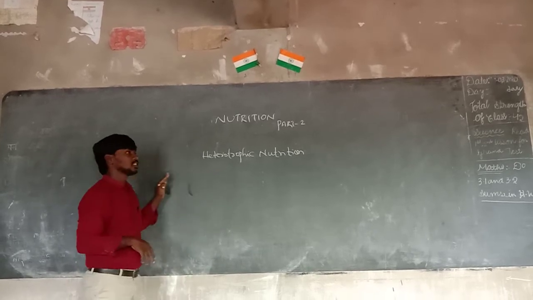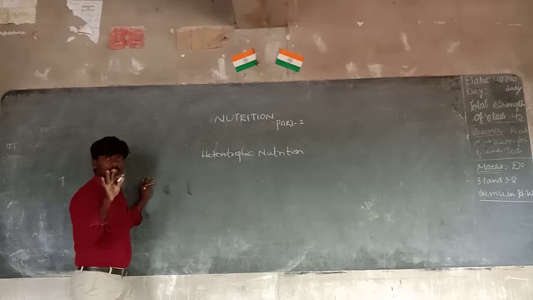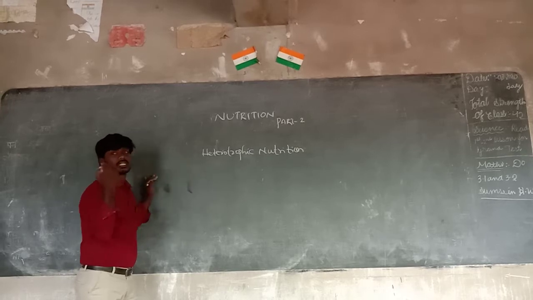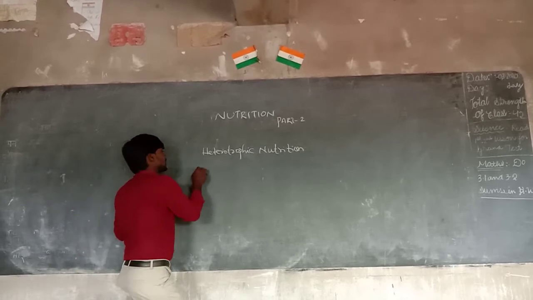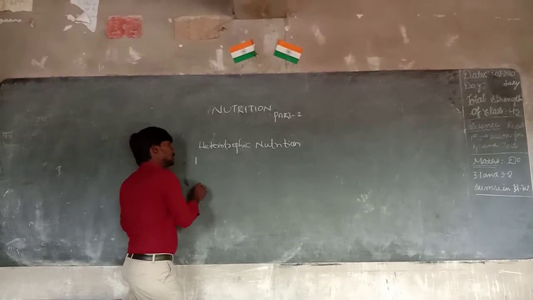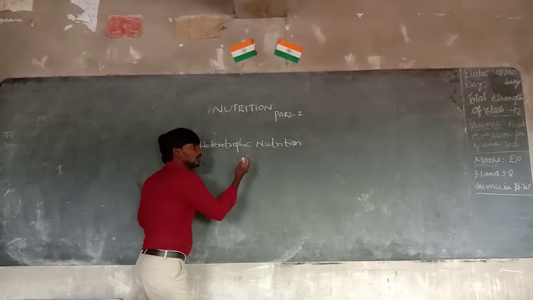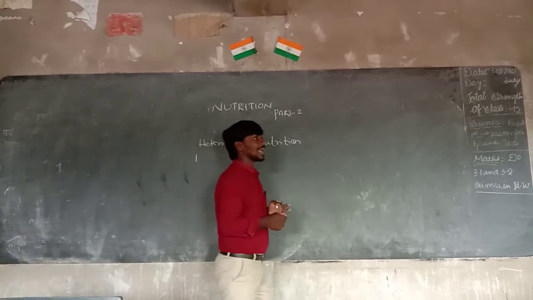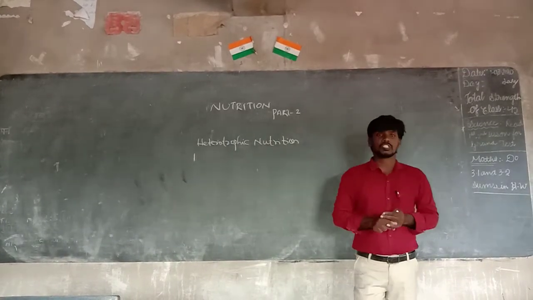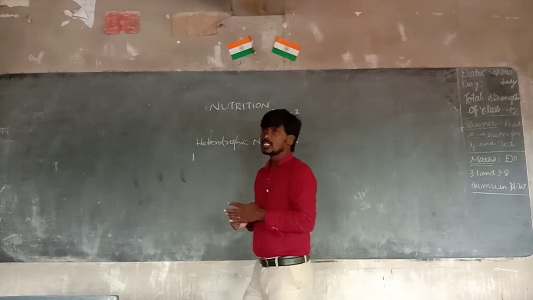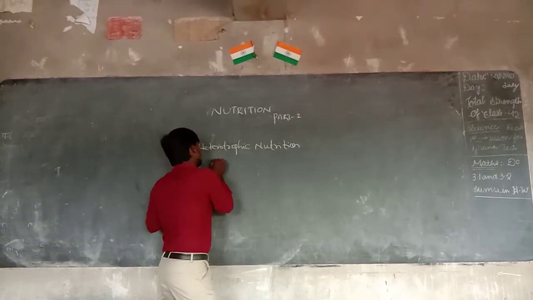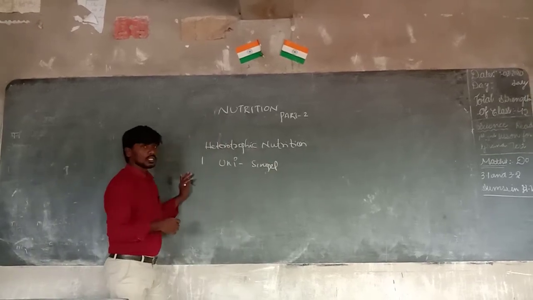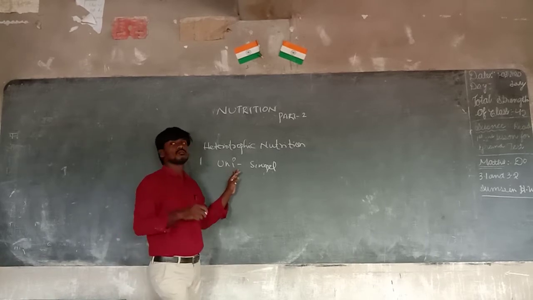Okay, so now you see the examples, depending on the cells, unicellular animals and multicellular animals. One of the best examples of unicellular animals: amoeba, euglena, paramecium, and chlamydomonas also. Both are called unicellular animals. Uni means single cell. So unicellular animals consist of only one cell.